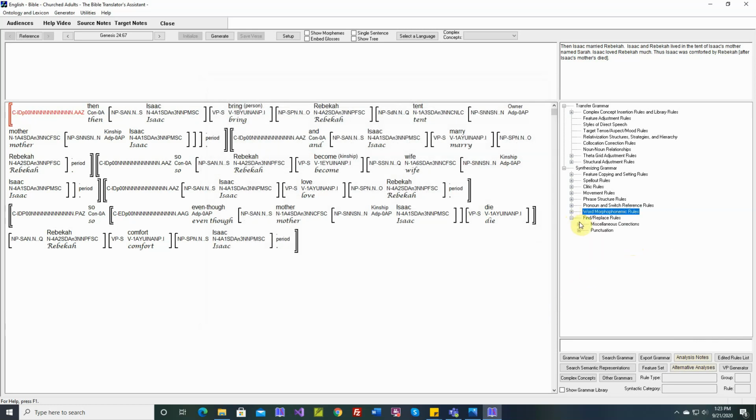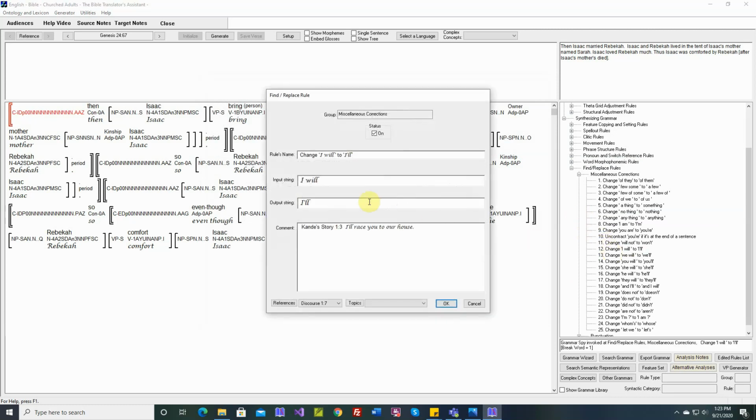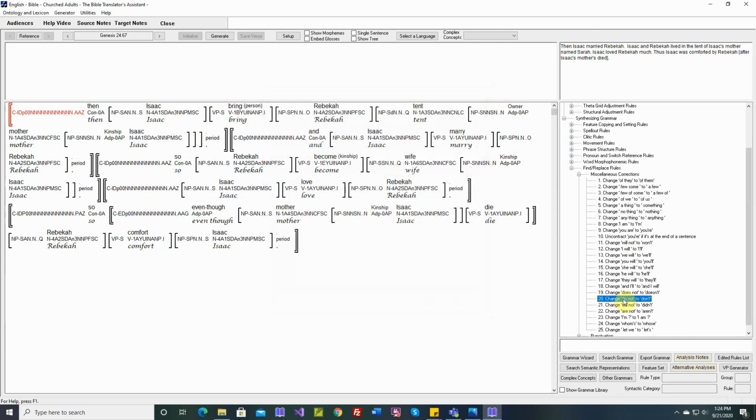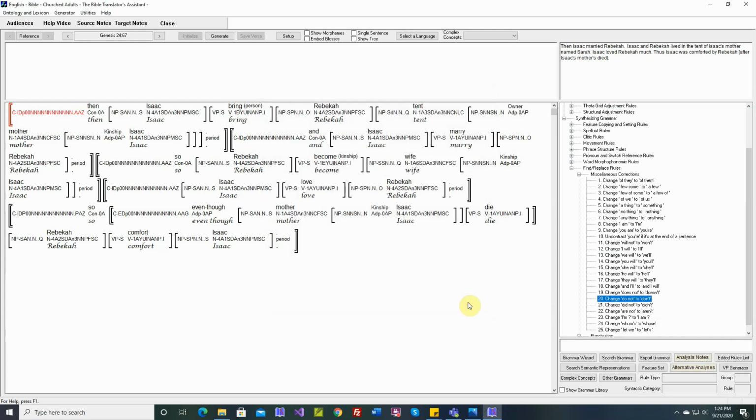And then finally we have the find replace rules. These rules search the final translation. Well, it's almost the final translation. They search it for a specified string and then change it to whatever you specify. For example, I will is changed to I'll. Do not is changed to don't. So these rules search for a particular string that you specify and then change it to a new string that you specify. So that's a high-level overview of the synthesizing grammar.